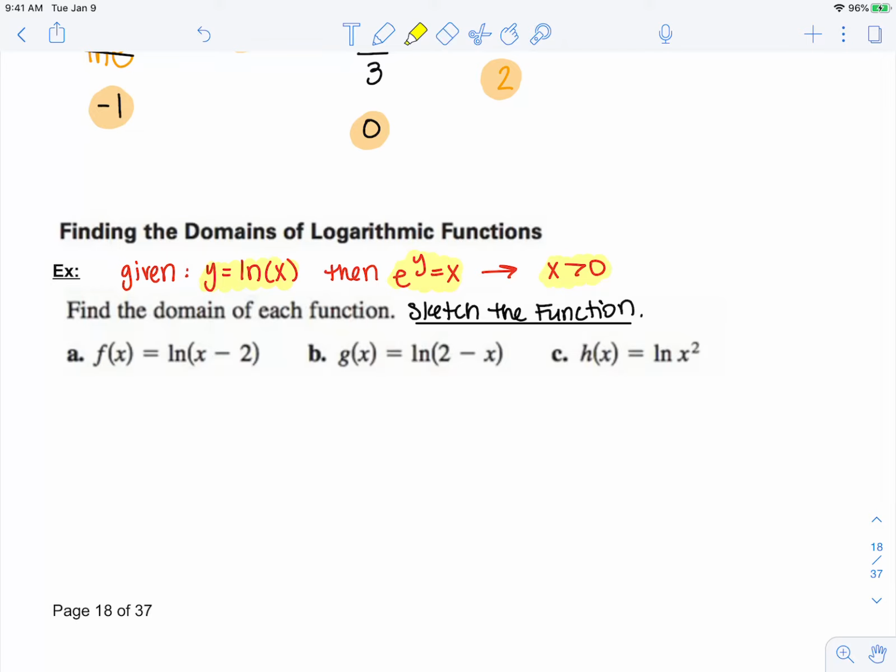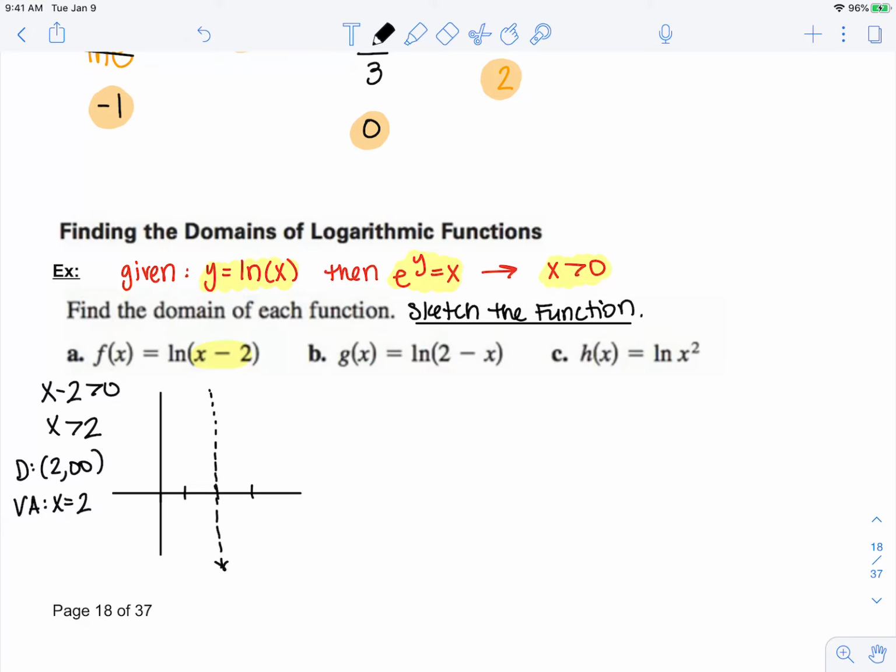Now, instead of having x in this expression, we have x minus 2. So we know that x minus 2 must be greater than 0, or x must be greater than 2. So if I want to do a quick sketch of that, I know that if x is greater than 2, our domain is 2 to infinity. So that means we have a vertical asymptote at x equals 2. So let me go 1, 2, 3. Here's my vertical asymptote, x equals 2.